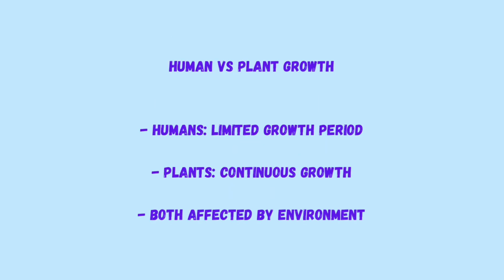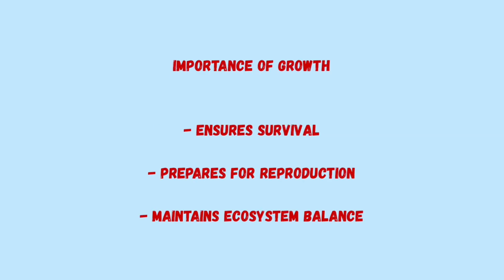Humans versus plant growth. In humans, there is a limited growth period. In plants, continuous growth, and both are affected by the environment. Now the importance of growth. Why is growth important? It ensures survival, prepares for reproduction and maintains ecosystem balance.